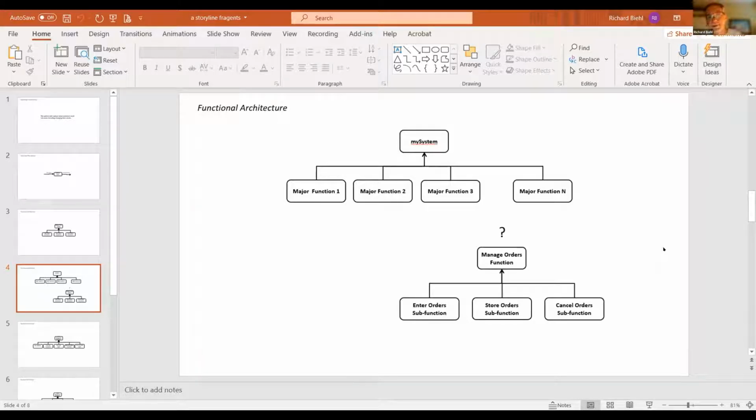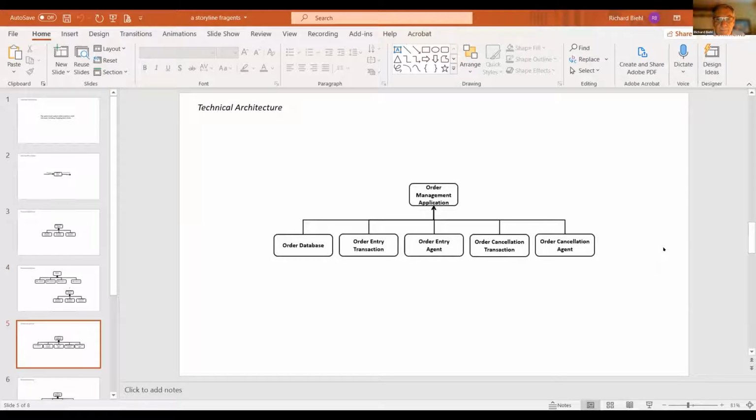So somewhere under this tree that I'm showing you here, manage orders functions would connect to the diagram. And depending upon the scope of the system, maybe managing orders is a major function of the system. I haven't given you enough information to know. That's really doing the functional architecture. Then you move on to technical architecture. And it's going to be a mechanical process.